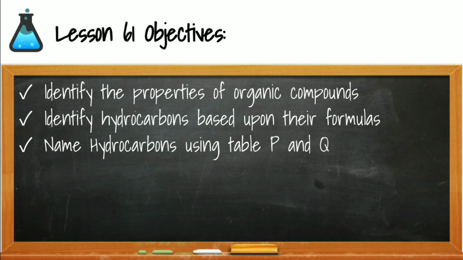Hi class, welcome to lesson 61, our first lesson in unit 11, organic chemistry. In this lesson, you are going to be able to identify the properties of organic compounds, identify hydrocarbons based on their formula, and name hydrocarbons using reference tables P and Q. You can take your own notes or use guided notes, but let's get started.